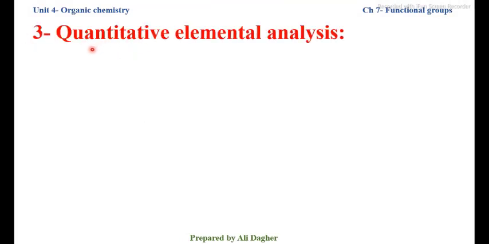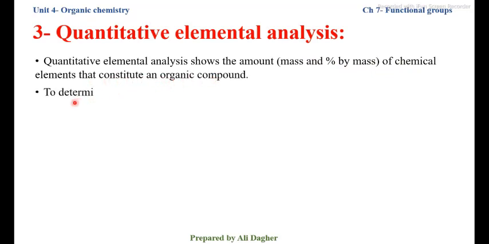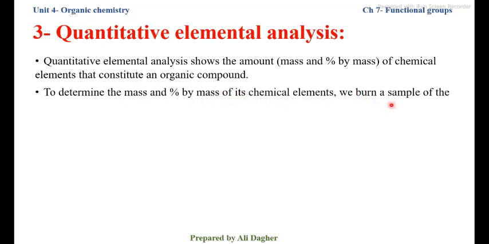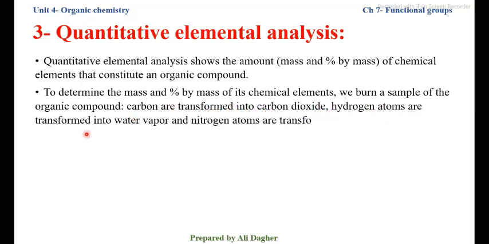Part 3 of Chapter 7, Quantitative Elemental Analysis. Quantitative elemental analysis shows the amount, mass, and percentage by mass of chemical elements that constitute an organic compound. To determine the mass and percentage by mass of its chemical elements, we burn a sample of the organic compound. During this burning, carbon atoms are transformed into carbon dioxide, hydrogen atoms are transformed into water vapor, and nitrogen atoms, if they are found, are transformed into nitrogen gas N2.